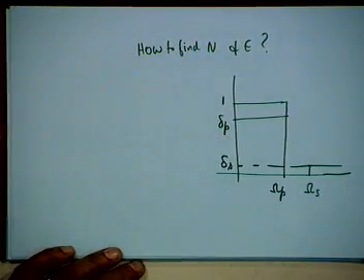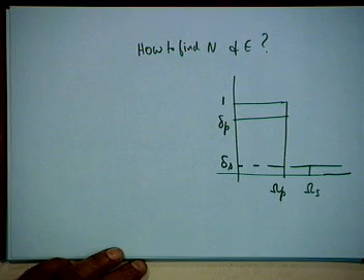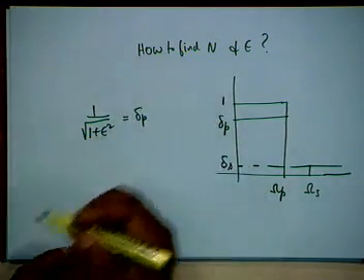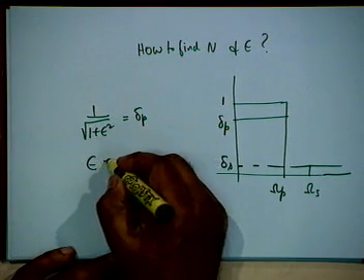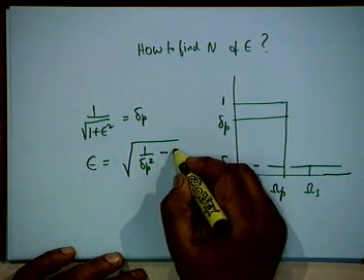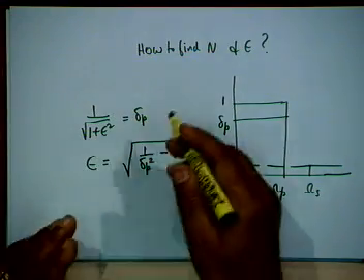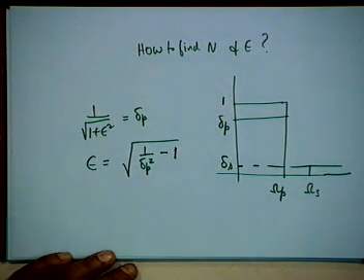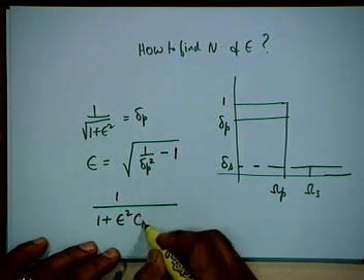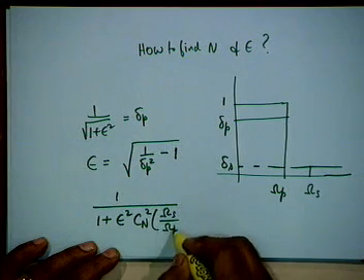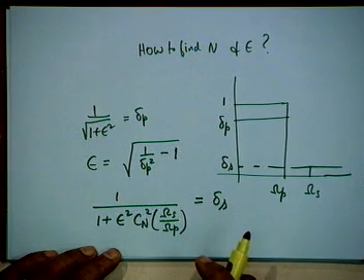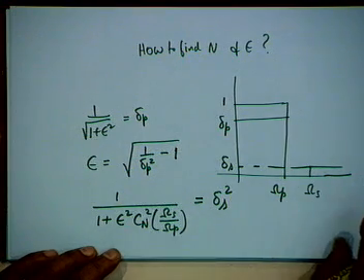Okay. Obviously, if delta P is known, then you know what is epsilon, right? 1 by square root of 1 plus epsilon squared is equal to delta P, right? Therefore, epsilon is equal to square root of 1 by delta P squared minus 1, right? If you square it and take the reciprocal, this is what it is. This is epsilon. And therefore, my stop band specification says that 1 plus epsilon squared Cn squared omega s divided by omega p should be equal to delta s squared. Correct.